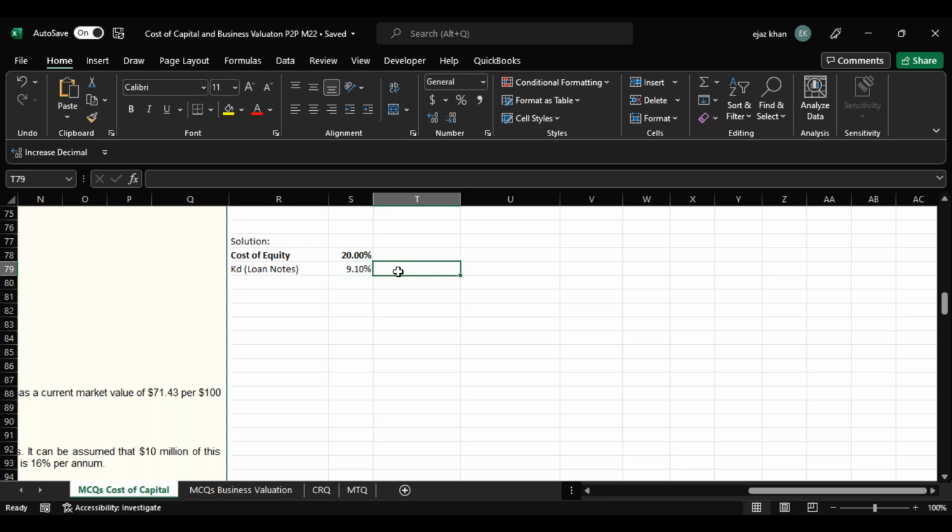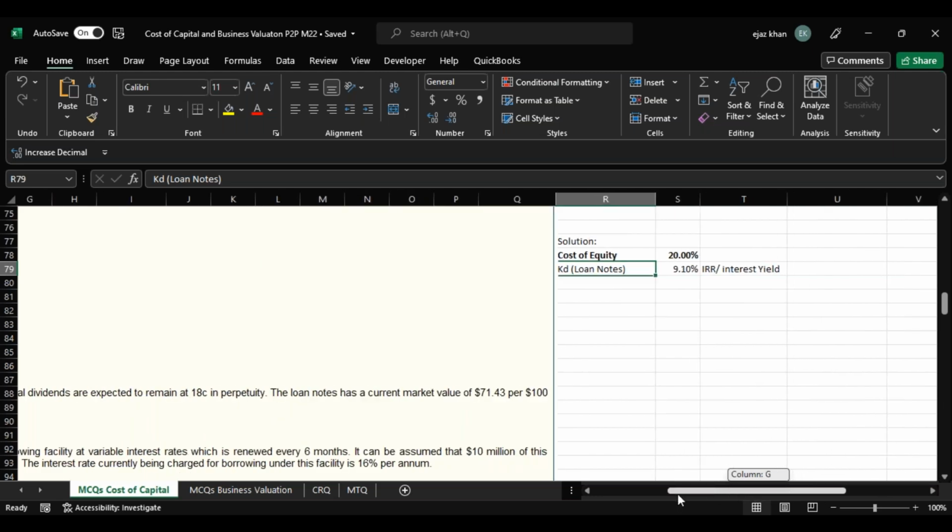The other names that we can call this are IRR, or we can call it interest yield. So either we call it cost of debt, or we call it IRR, or we call it interest yield. They can be used interchangeably.